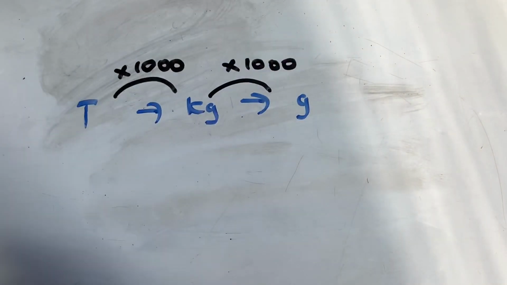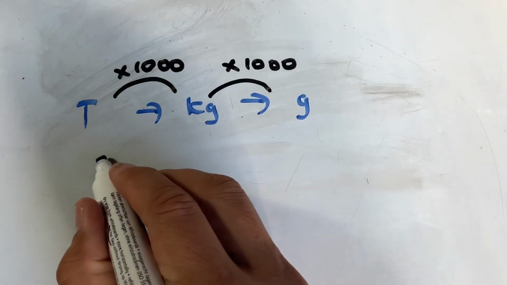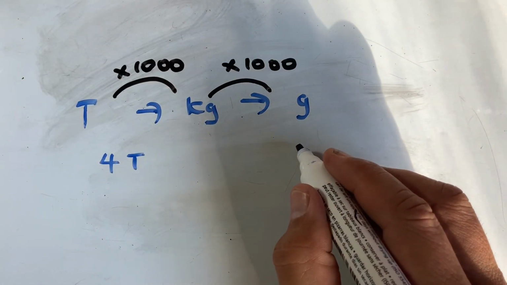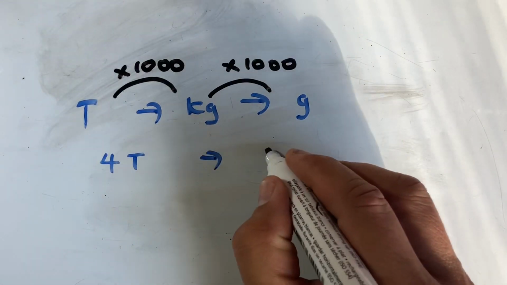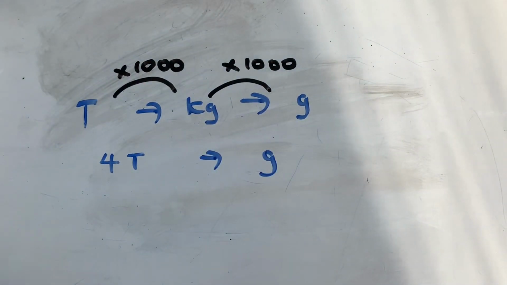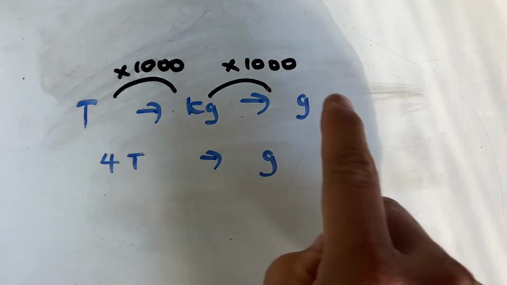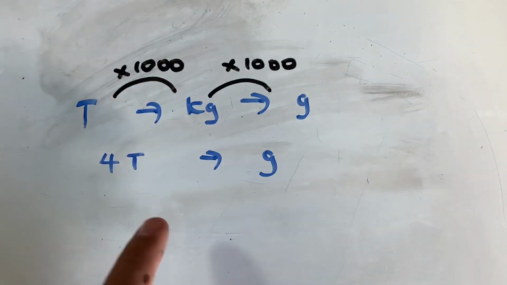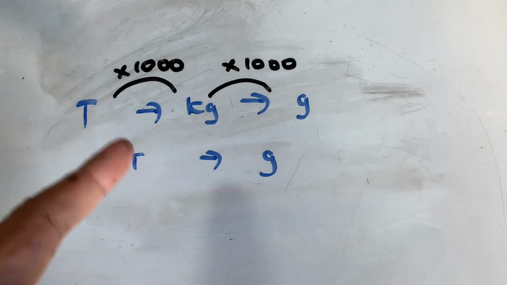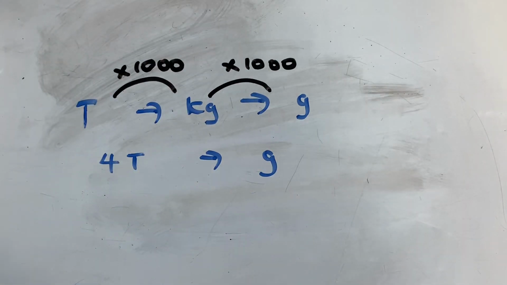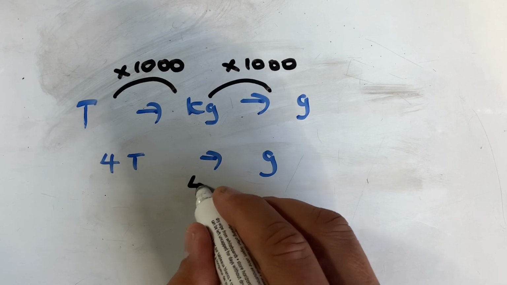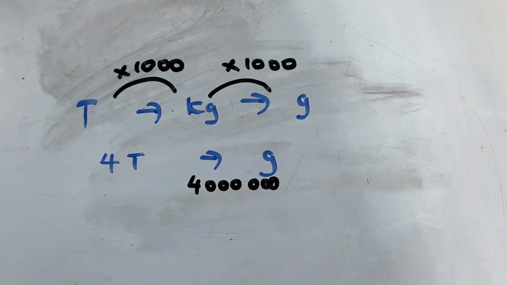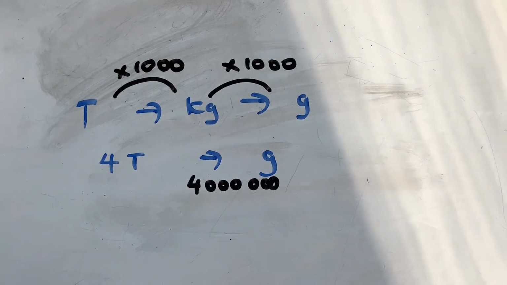If I have 4 tons and I want to convert them into grams, how do you do it? You are here now, you're going to convert to grams. So what you do, you take 4 tons, multiply by 1,000, to give you 4,000, and then 4,000 multiplied by another 1,000 gives you 4 million grams. So that is how you do conversion for mass.